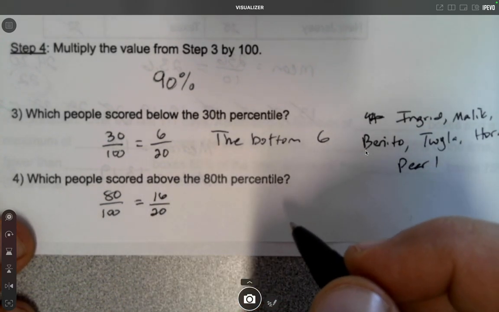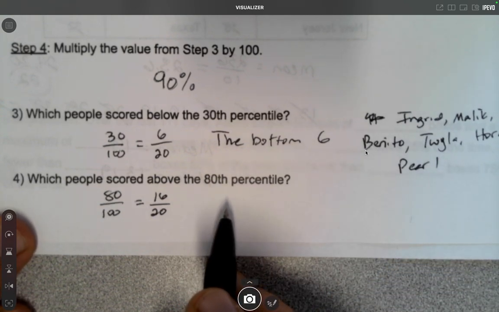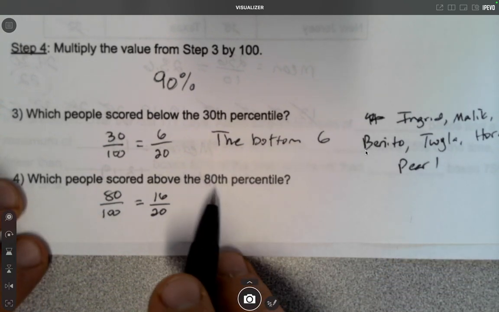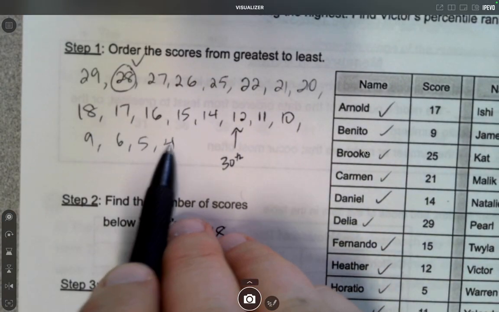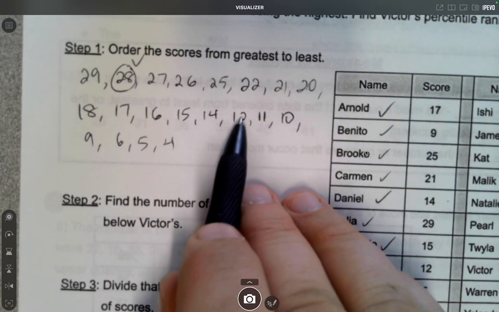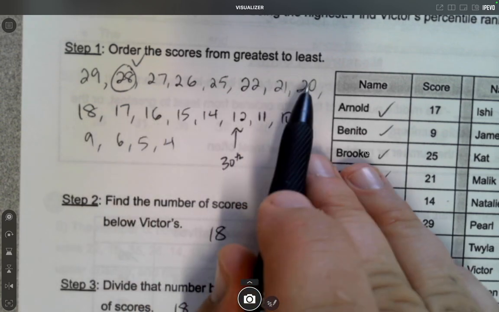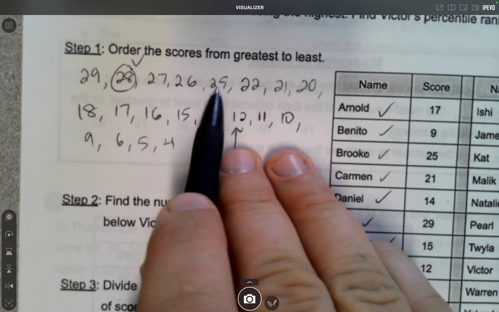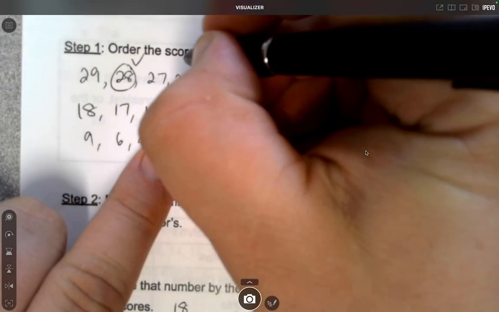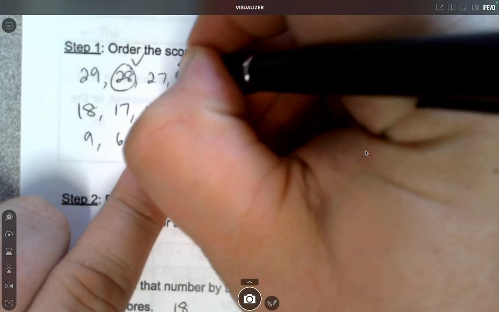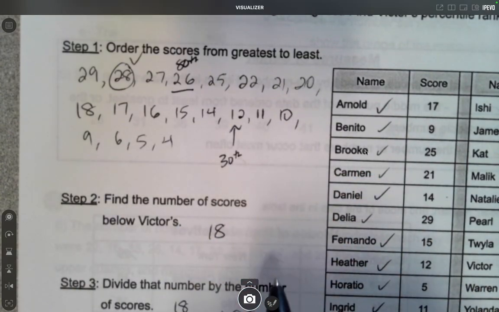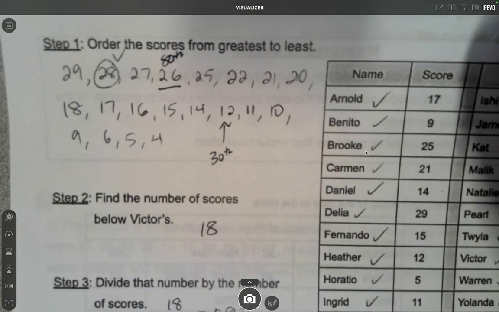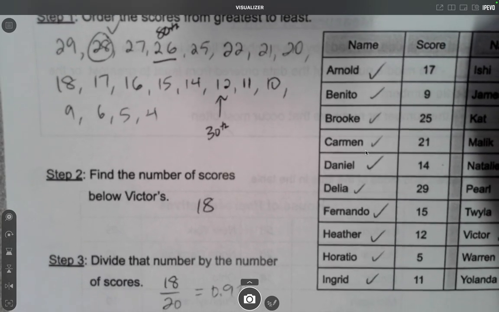So we need to find the 80th percentile first. So the 80th percentile is the person who has 16 scores below them. So 1, 2, 3, 4, 5, 6, 7, 8, 9, 10, 11, 12, 13, 14, 15, 16. So the person who scored 26th is the 80th percentile, because 16 out of the 20 scored below that person. So those who are above the 80th percentile are the top 3 scores.